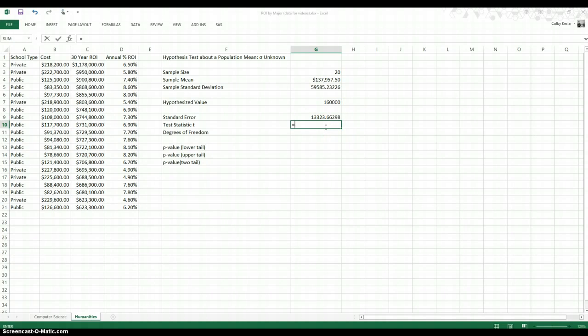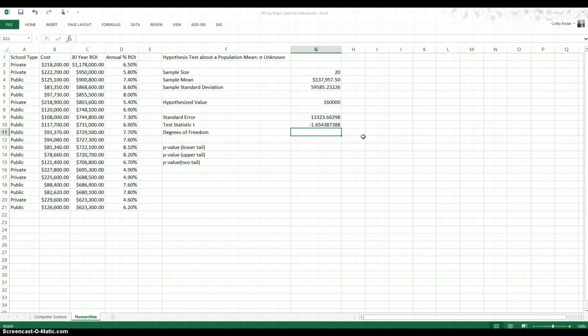Now to calculate the t-test statistic, I will need to take my sample mean and subtract my hypothesized value, what it is that I'm comparing it to, and then divide that by the standard error. So equals sample mean, select that, minus hypothesized value, select that, and then divide that entire quantity by my standard error. So I select that. All right, so here's my test statistic.